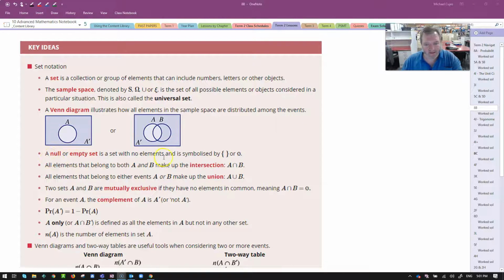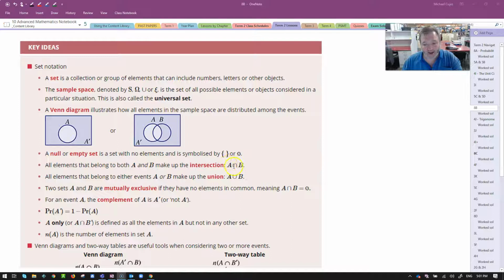A null or empty set is a set with no elements, and we can just have an empty set of brackets like that, or the little zero with a line through it. That's the null set. All elements that belong to both A and B, if we want to say things that are in both set A and set B, that would be the intersection there. That's why it's called the intersection.